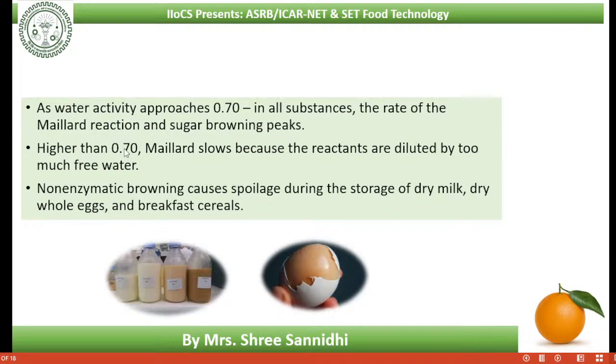Okay, if water activity is higher than 0.70, the Maillard reaction slows down, because all those components, amino acids and reducing sugars, which are involved in the Maillard reaction, will be dissolved and diluted, so they won't be causing any non-enzymatic browning. Okay, non-enzymatic browning causes spoilage during the storage of dry milk, dry whole eggs and breakfast cereals.